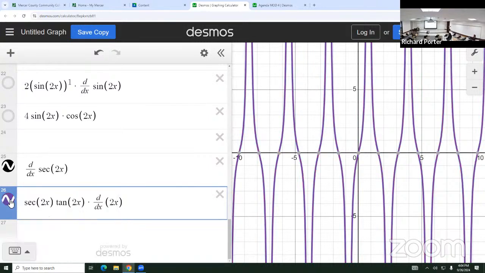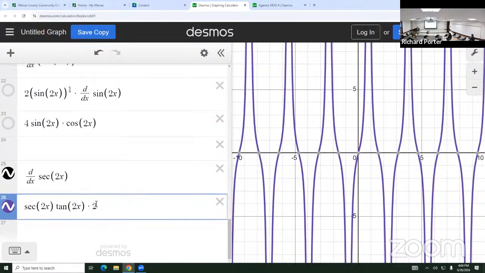Just see. So I had a black one, and now it's purple. Then the answer would just be secant 2x tangent 2x times 2. Okay, let's change this to a 2. I don't cover that anymore because I honestly don't really care. But this was a cute one that I always thought was fun.